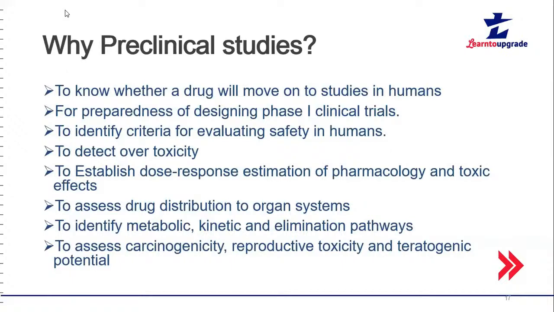So I'm just saying here that the dose response relationship is hence very important to know in the preclinical stage, before moving to the human trial stage. Another thing is to assess the drug distribution into the organ system. So where it is going more, where it is not going more.